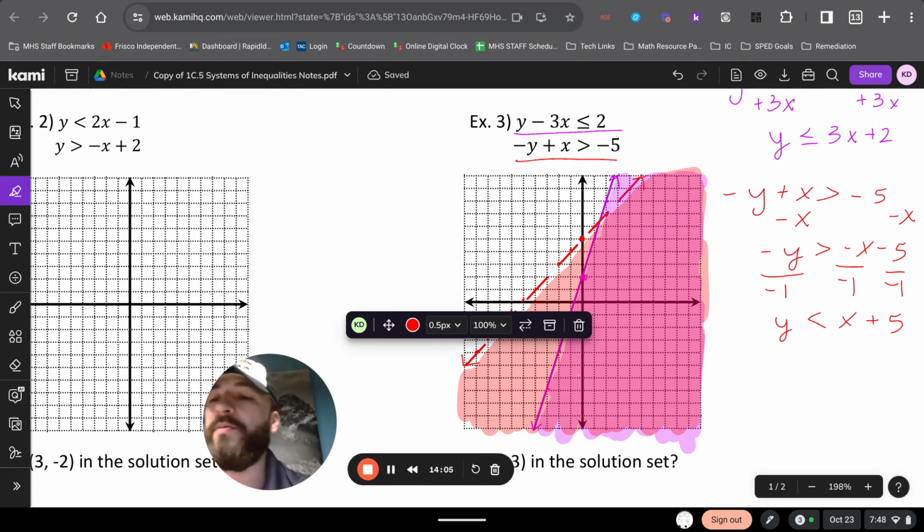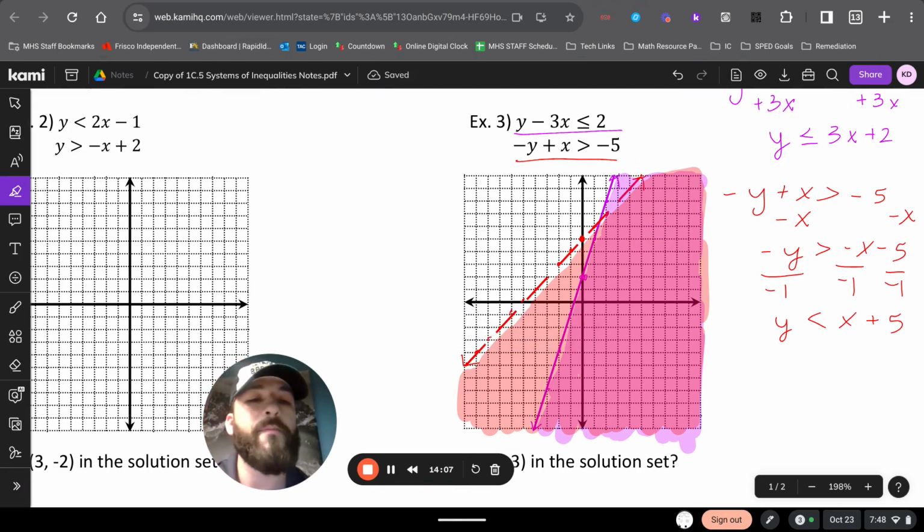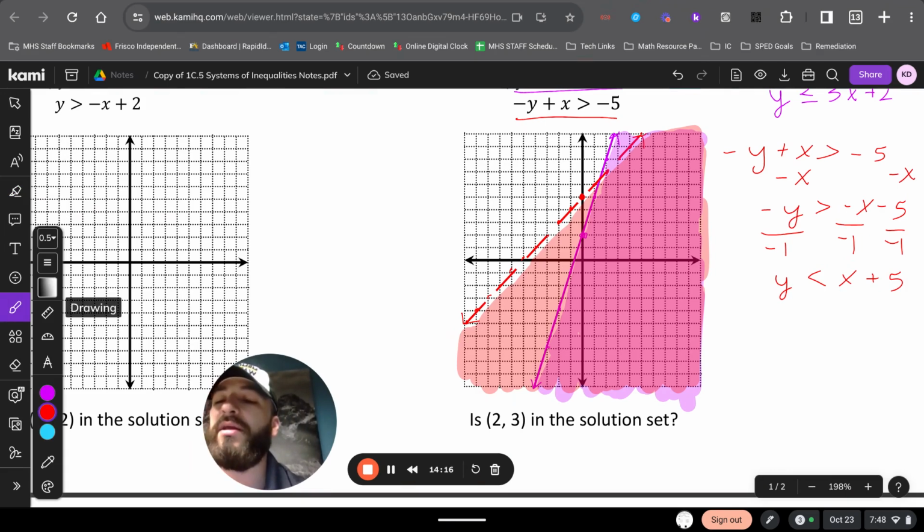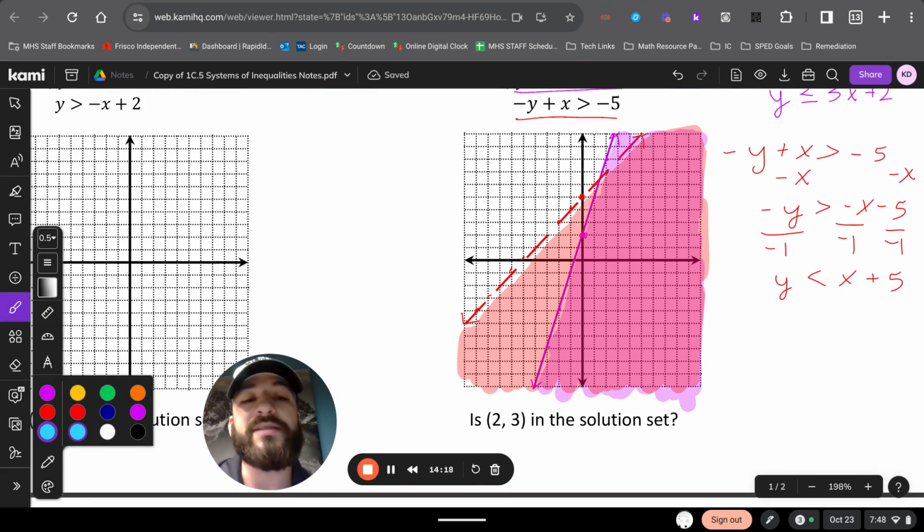And we actually end up with this fairly large combined shaded region, at least fairly large from what we can see on our graph. And then, of course, last but not least, we want to answer this question: is 2, 3 in the solution set? 1, 2, 1, 2, 3. And we can see that 2, 3 is squarely in our solution set this time.